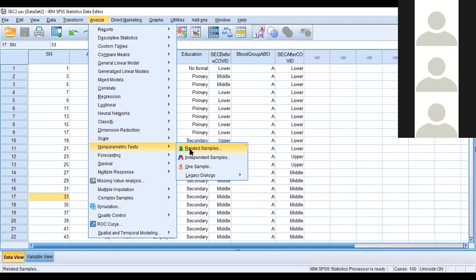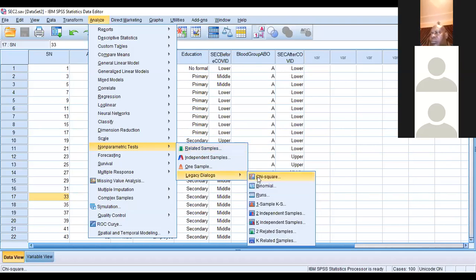So if you now come to Dialogs, Legacy Dialogs, you will now see the chi-square there. Okay, Dr. Balogun, it's okay. You can stop sharing. I've understood it. Okay, that's great. Understood. Thank you. You can stop sharing, sir.